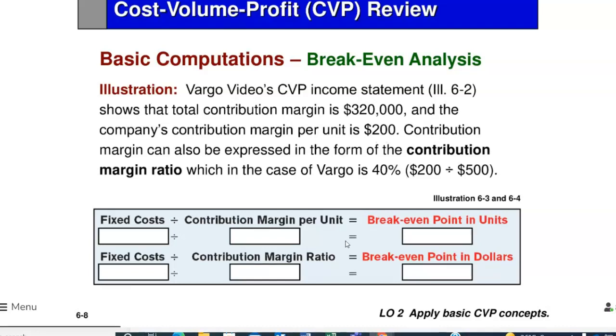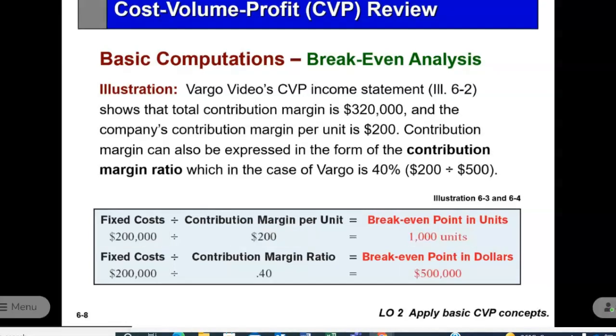If I want to break even in dollars, I take the fixed cost and divide by the ratio. Okay, so in this case, the fixed cost in each case was 200,000, and the contribution margin per unit was 200, so my break even is 1,000. If I want it as a ratio, it is 500,000. Well, you know, we sell the product for $500 each. So the break even in units, 1,000 times 500, you get your break even in dollars. All right, so that's how we use that to calculate break even.